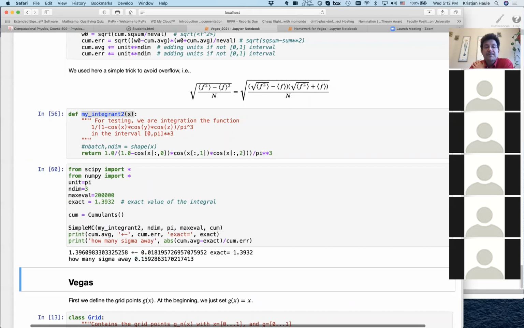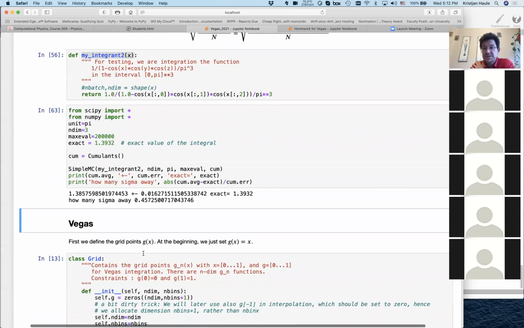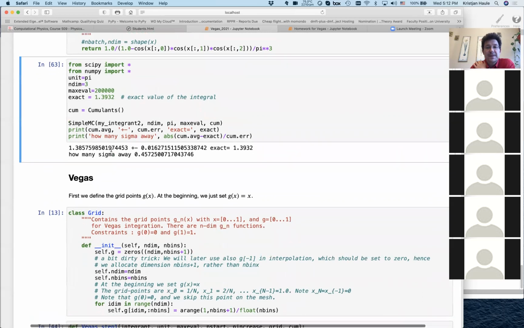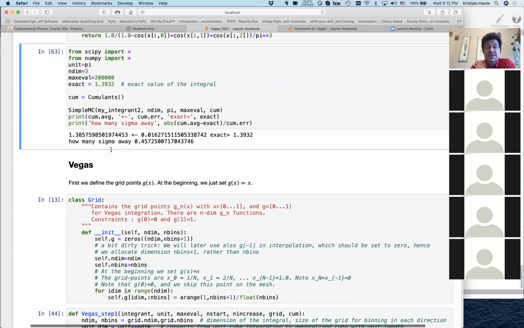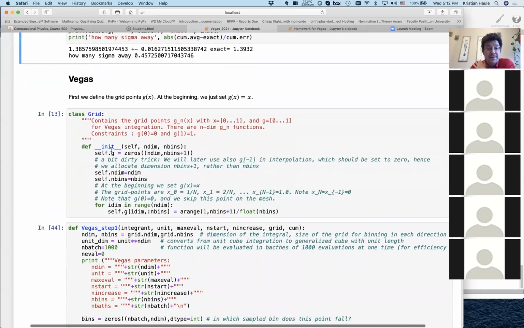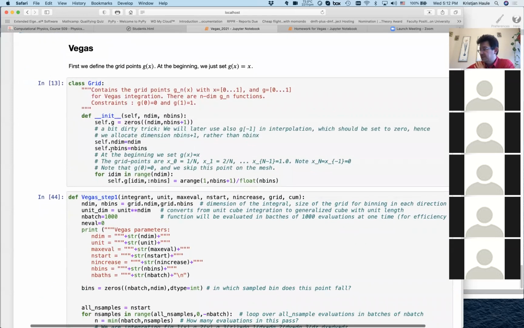As we know, statistically there is a normal distribution, so it's possible that the integral would be 1 sigma or 2 sigma apart, although it gets less and less probable as we go into the tails of the normal distribution. So this simple Monte Carlo works, but we want to make it much more precise. And the way to do it, as we said, is one way is Vegas algorithm.